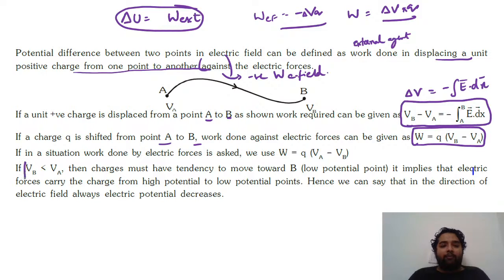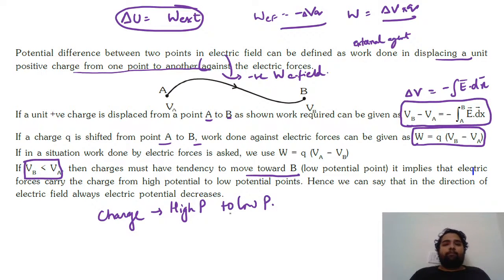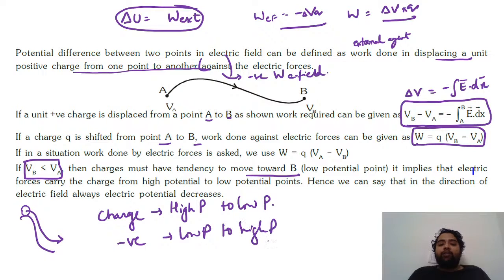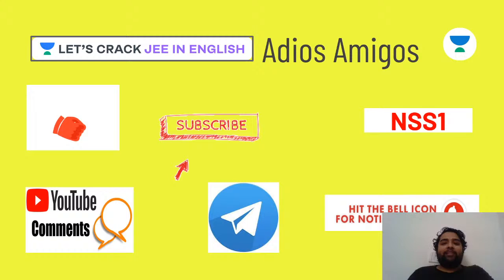This is another main important thing which will be used in future problems. Charge moves from higher potential to lower potential on its own, just like a ball will move from higher potential to lower potential on its own. Understood? This is how it works. Same way charge moves. But negative charge moves from lower potential to higher potential because it is moving against the direction of electric field. So this is the major thing, guys.